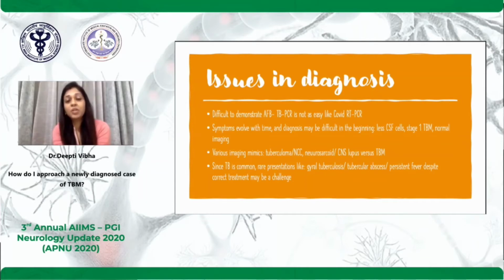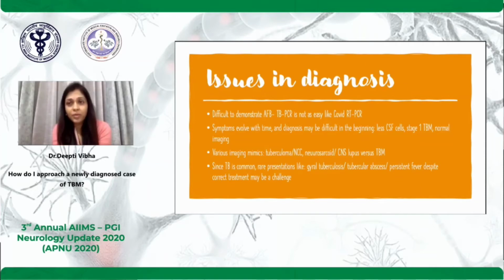A lot of times radiologists argue, why are you getting the imaging done in this patient? We cannot rule out a diagnosis of TBM by just doing an imaging. There are several causes of hydrocephalus. And then even if you get something on imaging, it could be a tuberculoma or an NCC or a neurosarcoid or a CNS lupus. So there are varied differentials. So all in all, it's sometimes difficult to pin down a diagnosis of TBM very easily.